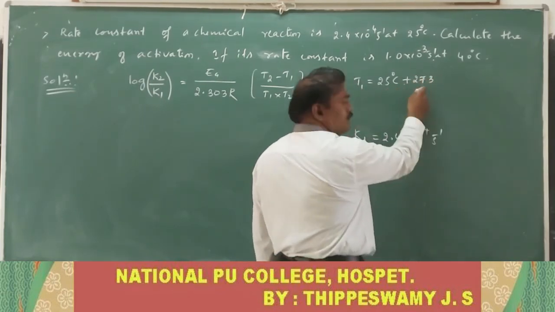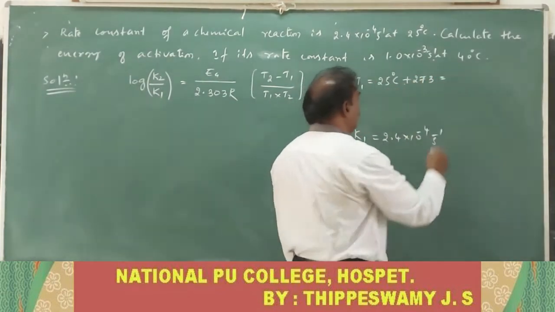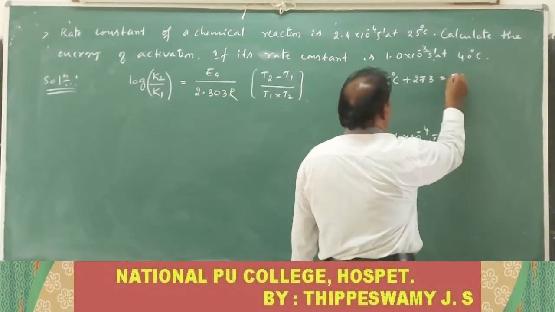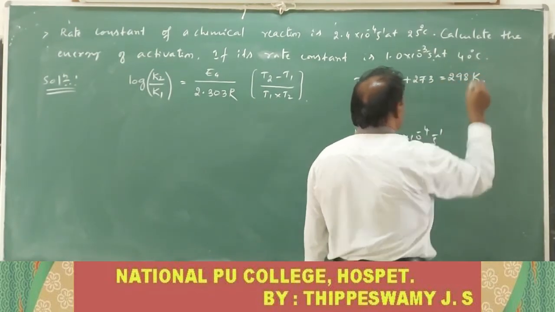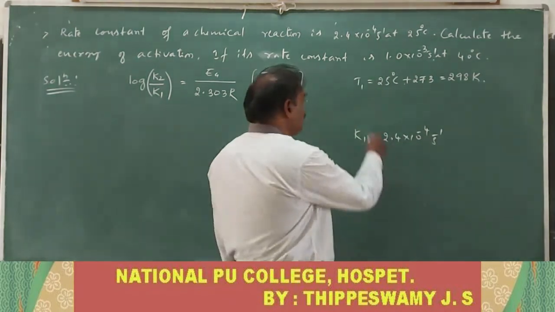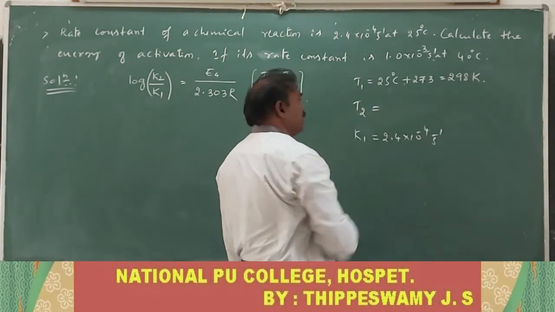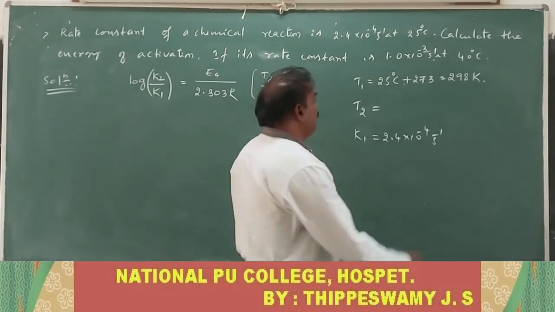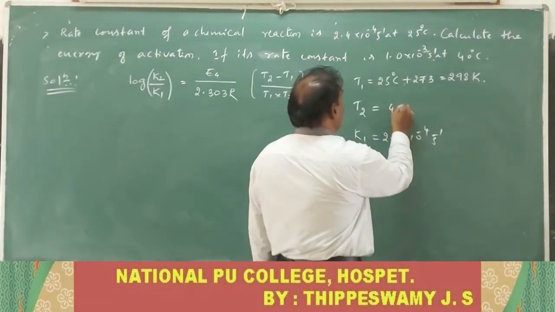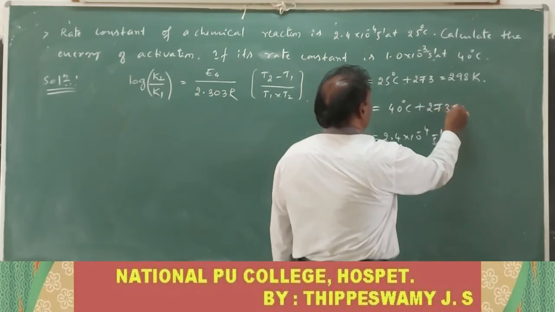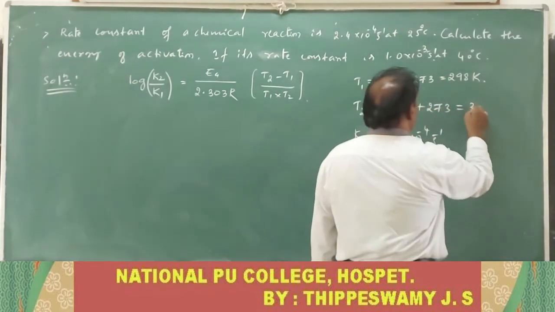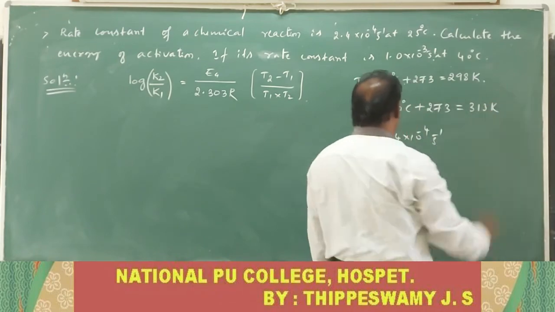Degree Celsius plus 273 will get what on the Kelvin scale? That is 25 plus 273 will get 298 Kelvin, which is the value of T1. Then what is the value of T2? The higher temperature is T2 only. What is the air temperature? That is 40 degrees Celsius. 40 degrees Celsius plus 273 is equal to 313 Kelvin.